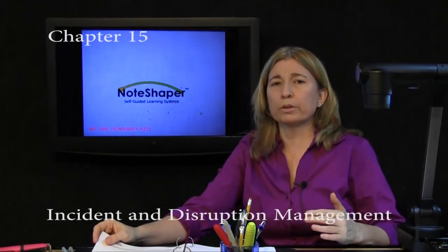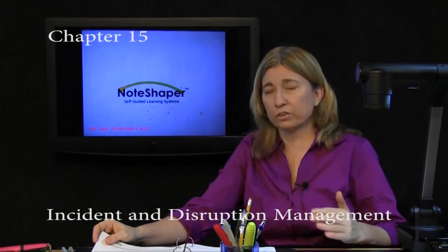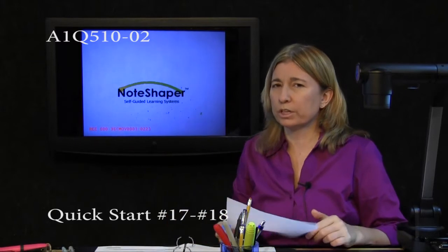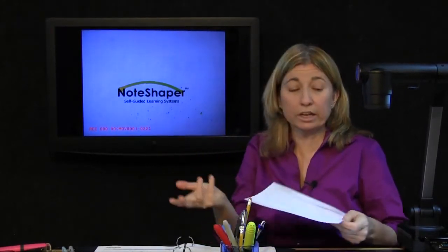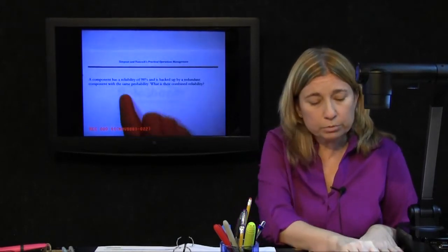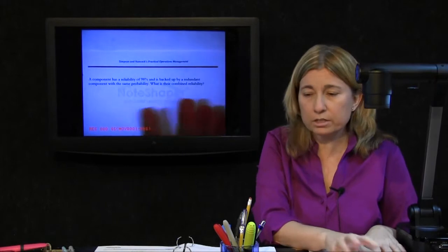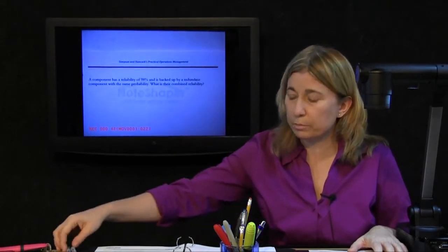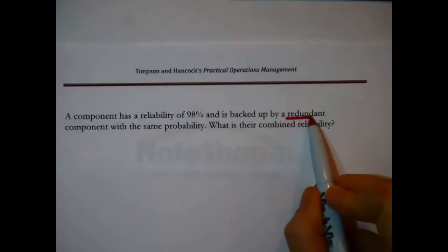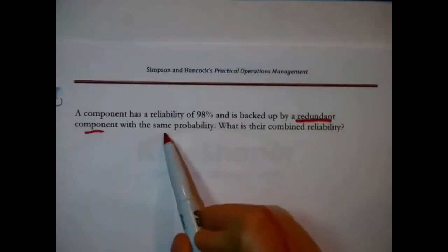Reliability is the probability of performance, the likelihood of success. Redundancy always increases reliability. Redundancy helps reliability. And you can see that in this particular question. A component has a reliability of 98%. Okay, it's got a 98% probability of performance. And it's backed up by a redundant component with the same probability.